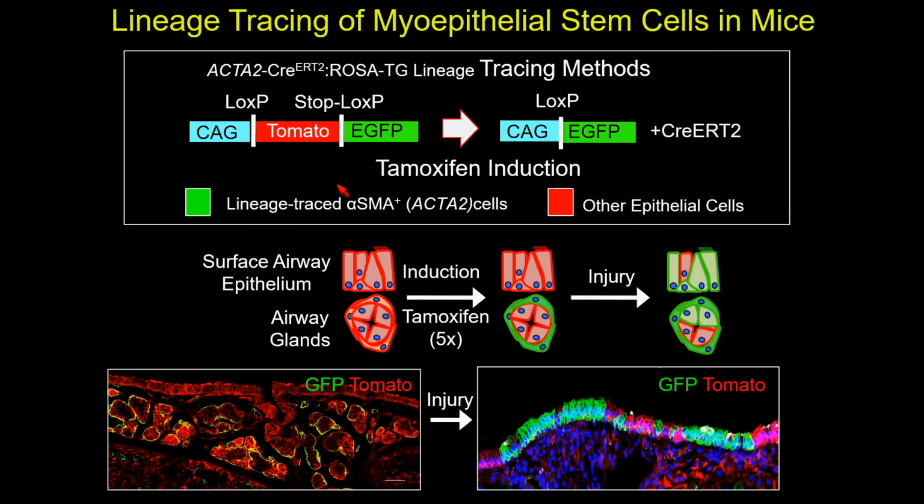Because myoepithelial cells express alpha smooth muscle actin, which is encoded by the ACTA2 gene, our lab in mice used the ACTA2 CreERT2 Rosa reporter system to lineage trace myoepithelial cells. After tamoxifen induction, we can see the myoepithelial cells surrounding the gland were labeled with GFP. Following severe injury, these cells migrated to the surface airway, so we can check their progeny by detecting the GFP cells.